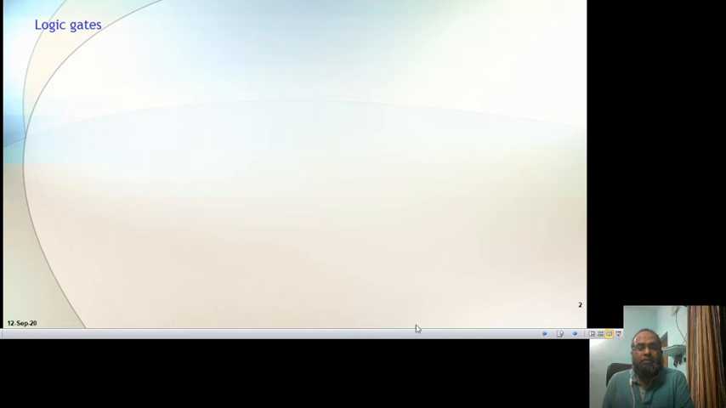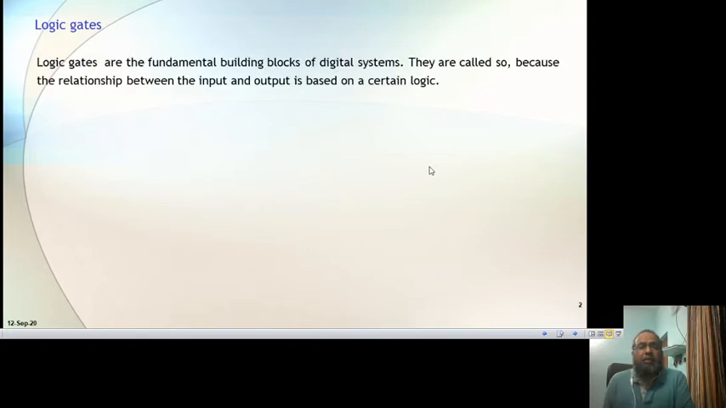Dear students, today we are going to start a new topic on logic gates. Logic gates are the fundamental building blocks of any digital system. It may be a complete digital processor, or a memory, or a counter, or a register, whatever it is. All these can be realized by using the fundamental blocks of gates.